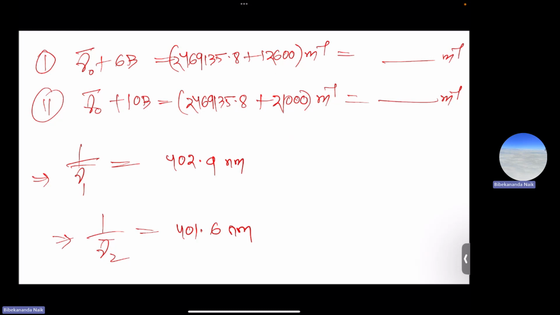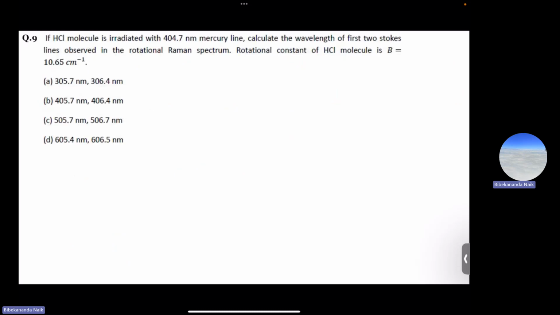Here are the four options. This question is pretty much similar to the previous one. Here we will calculate the first two Stokes lines. In the previous question, we were calculating the first two anti-Stokes lines. Here we will calculate the first two Stokes lines. So I'll give you a few minutes to try this question. Then after some time, I will discuss.